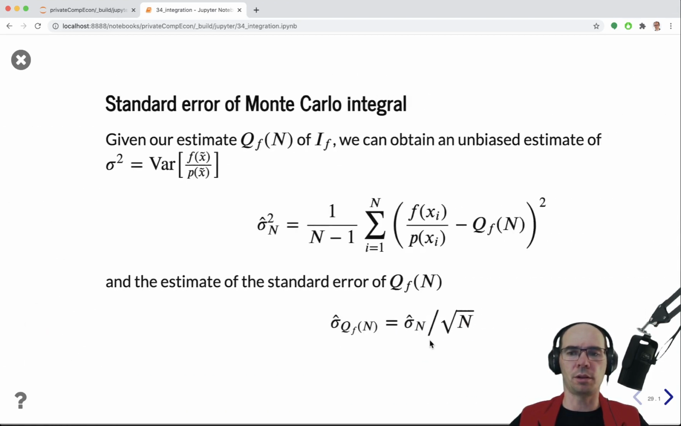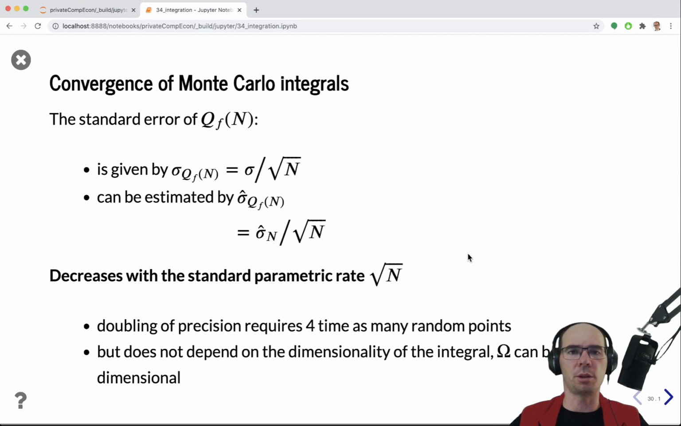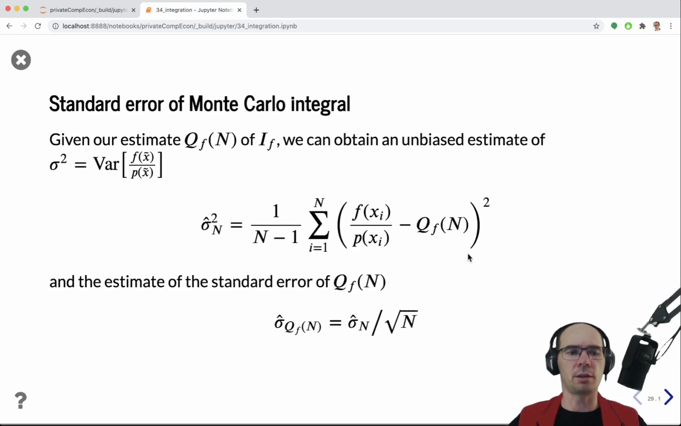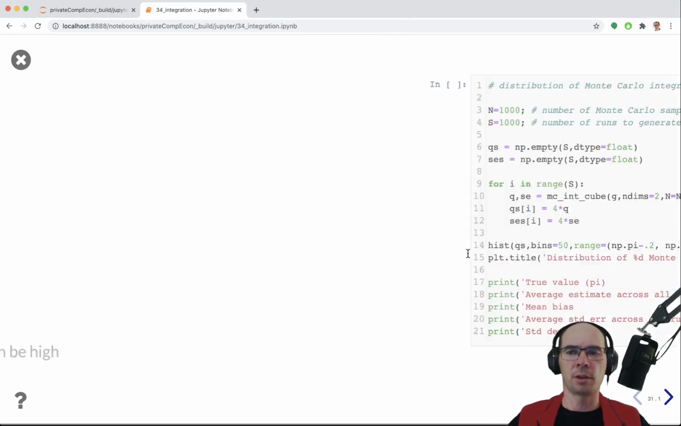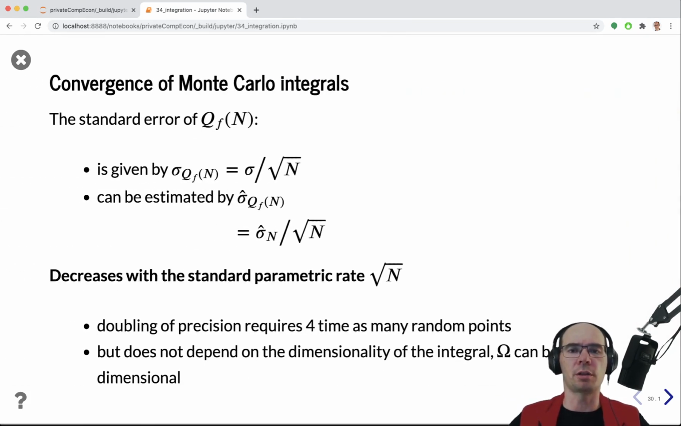Okay, all these theoretical properties can also be tested by just running an additional set of Monte Carlo experiments that we do over here. But before going there, let's just note that the standard error of this Monte Carlo integral is given by exactly sigma over square root of n, or it can be estimated using the estimate for sigma over square root of n. And we can see that this standard error decreases with the rate of square root of n.